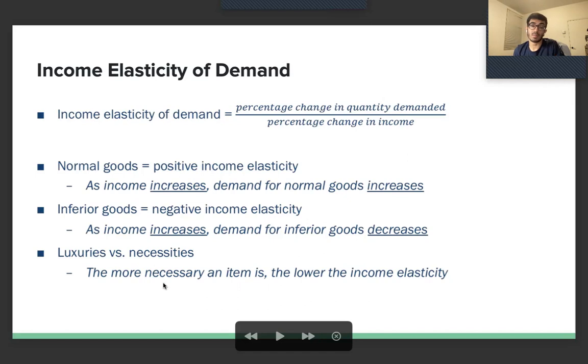Then we move on to luxuries and necessities. The more necessary an item is, the lower the income elasticity, and that makes sense. If something is necessary, then your income level won't affect how much of that good you buy by a lot, because it's a necessary item. Versus a luxury item would have a higher income elasticity, because having more income definitely affects whether you want to buy a luxury good or not. Unlike a necessity, which you have to buy irrespective of how expensive it is.